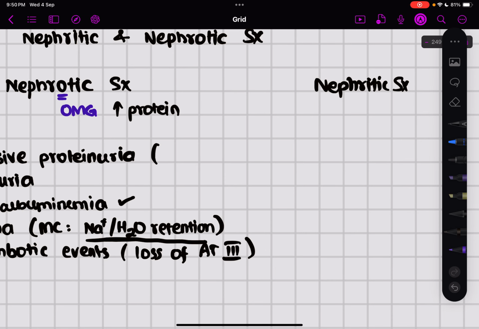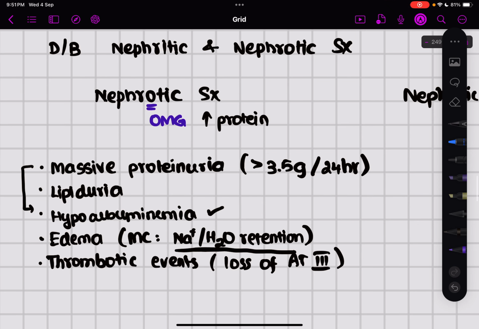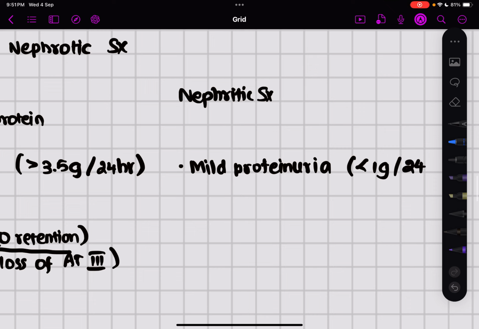Massive proteinuria is defined as loss of more than 3.5 grams per 24-hour urine. So we need to get a 24-hour urine sample from the patient. In contrast, nephritic syndrome is characterized by mild proteinuria, unlike massive proteinuria. Here, mild proteinuria, less than 1 gram per 24-hour urine sample.